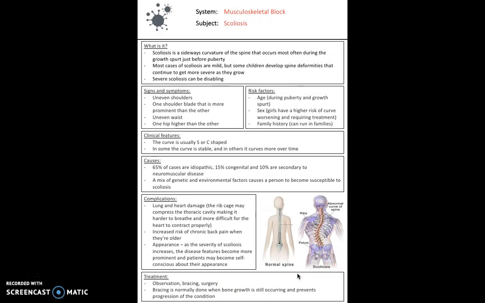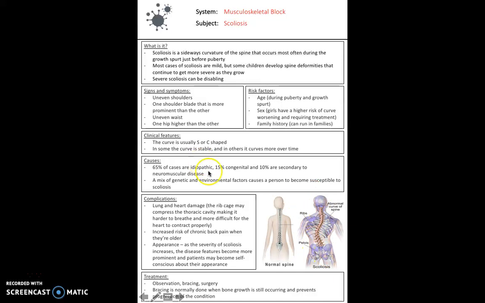Next we have a few spinal disorders. Scoliosis is a sideways curvature of the spine that occurs most often during the growth spurt just before puberty. This is a condition that commonly arises in young teenagers, and most cases of scoliosis are mild, and some children do develop spinal deformities which may continue in severity as they grow. Severe scoliosis can be disabling, and the signs and symptoms include uneven shoulders, one shoulder blade that's more prominent than the other, uneven waist and one hip higher than the other. The curve normally represents either an S or a C shape, and in some the curve is stable and in others it curves more over time.